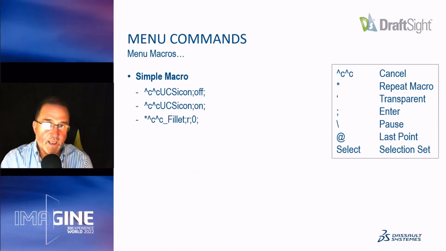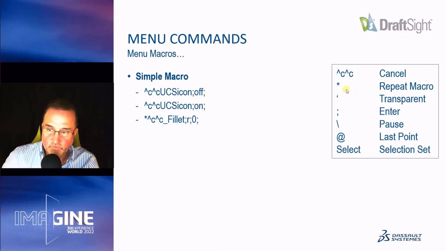Now, if we put an asterisk in front of the sequence, it will repeat the sequence continually until we hit the escape key. So a good example of that is if I want to go in and create fillets of a radius of 0, I can keep that fillet radius 0 repeating over and over and over again by putting an asterisk in front of that Control-C, Control-C characters.